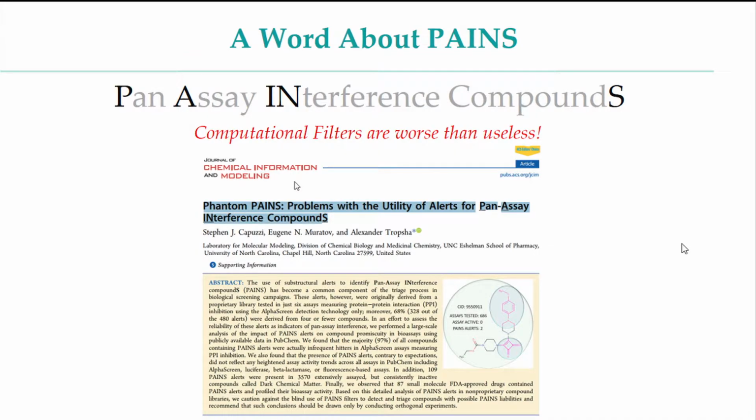And predictably, there's been a backlash. So the backlash now, there's a very recent paper saying that the majority of all the compounds containing PAINS alerts were actually infrequent hitters in AlphaScreen, and so it's throwing out a lot of useful compounds. So what I would say about this is that a computational filter used by a trained medicinal chemist is an enormous help, but if you don't know anything about medicinal chemistry, maybe the computational filter is not enough.